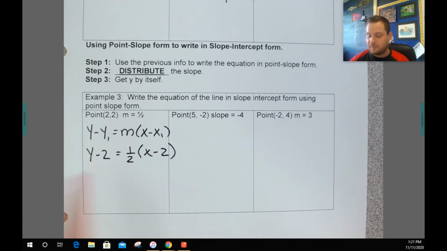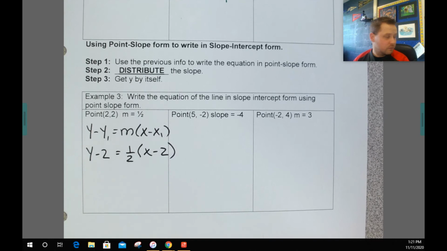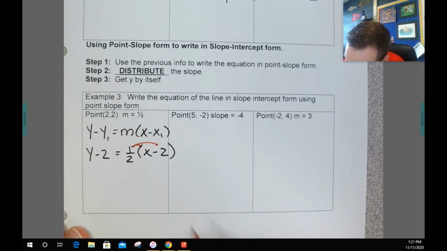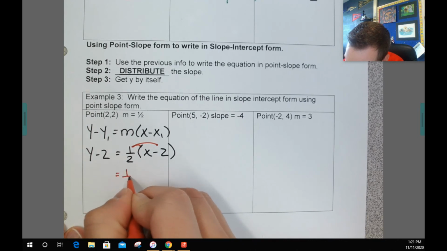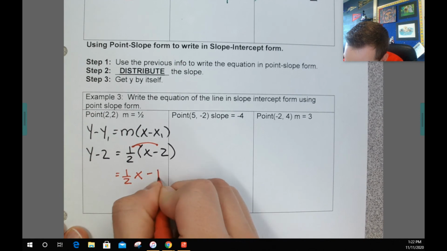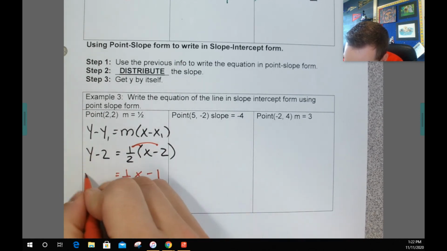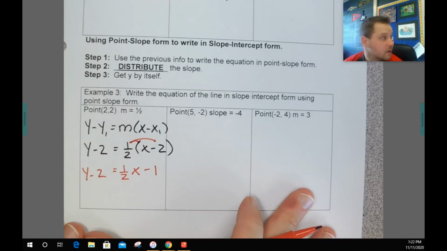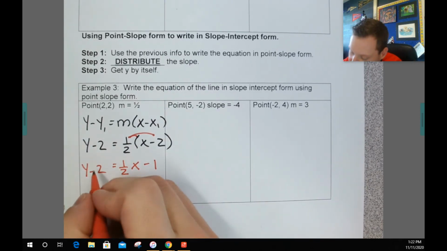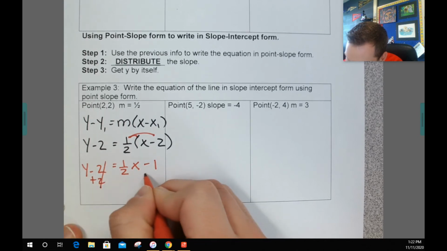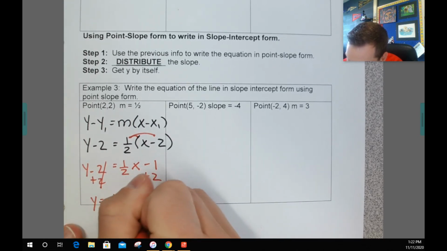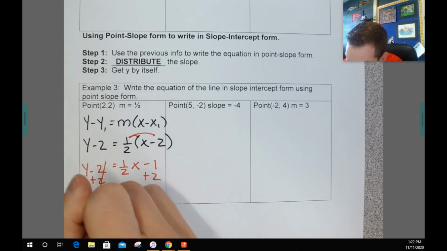So your first step is to distribute the slope in. So that 1/2 goes to everything. So on the right-hand side, we're now going to have 1/2 x, and then 1/2 of a minus 2 is minus 1. We still have the y minus 2 on the left. The last thing you have to do is get that y by itself. So you're going to do that by adding 2 to the left, adding 2 to the right. So you get y equals 1/2 x plus 1.